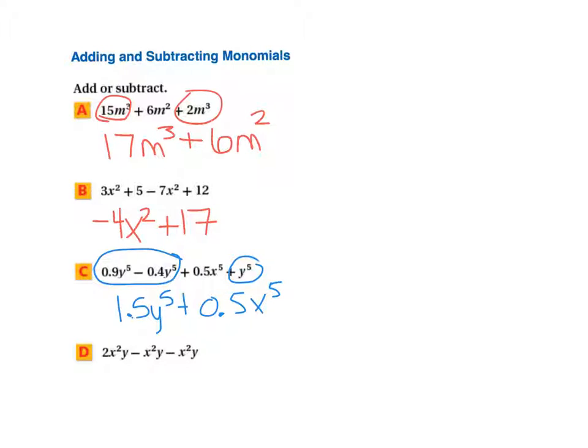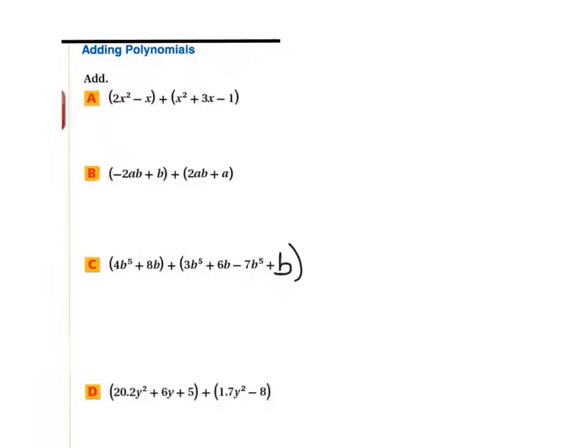For example C, be careful, there's an x in there that's a little tricky to see. So the x is not like terms with the y to the fifth, and so our final answer is 1.5y to the fifth plus 0.5x to the fifth. So these are all like terms. The answer is 0 for example D.